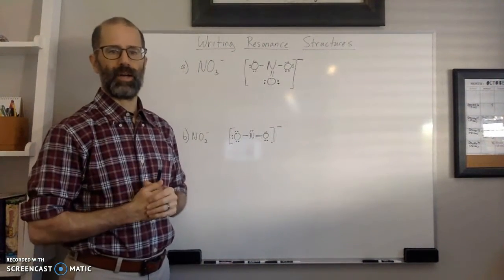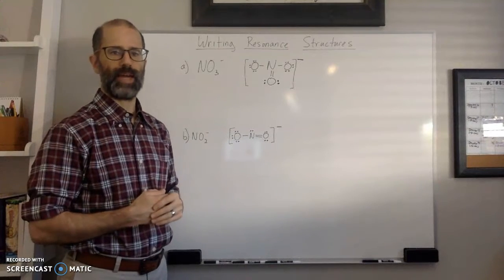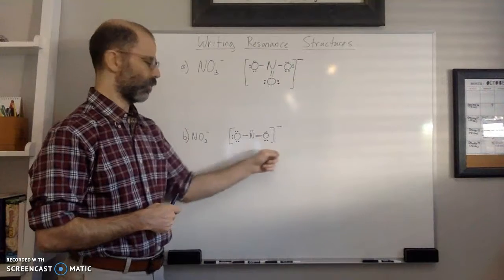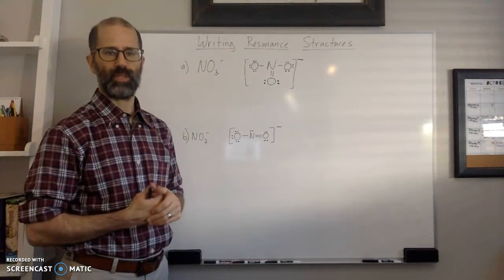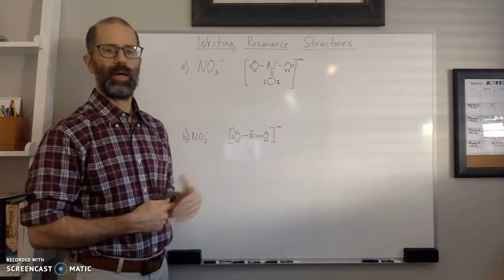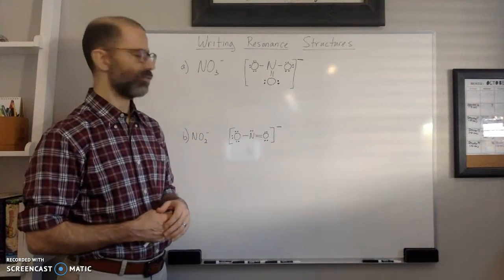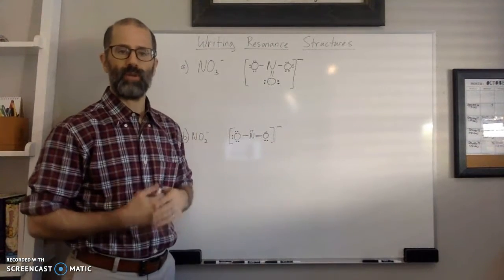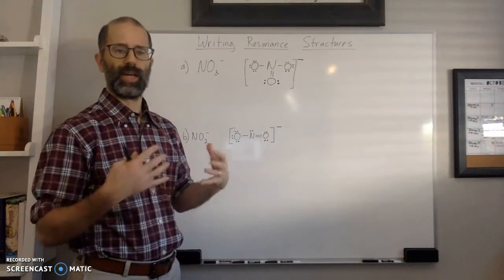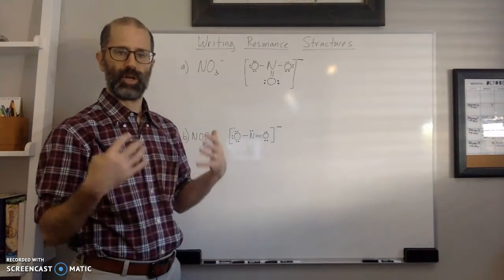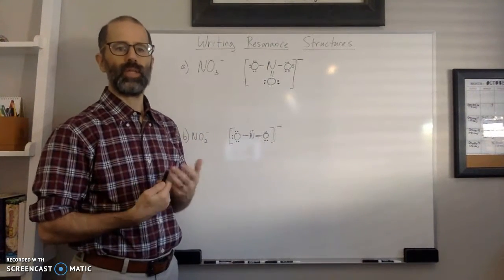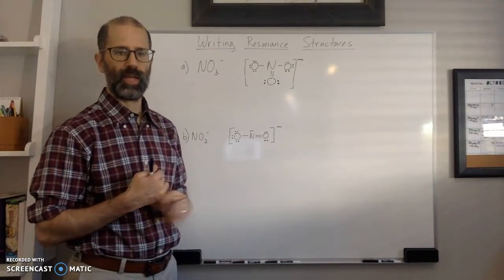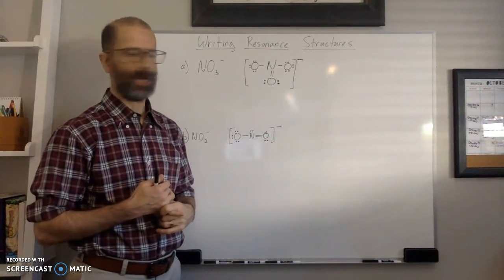If I had a positive charge, or if I had a neutral molecule with no charge, then we wouldn't need the square brackets. But since we have a negative charge, we have the square brackets for our Lewis dot structures. All right, so remember what resonance structures are. Resonance structures are structures where the connectivity of the atoms is the same, they're connected in the same way. The only difference is that the electrons are moving. So formal charge should be the same, number of electrons should be the same.